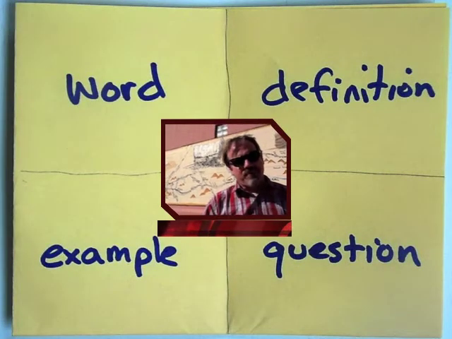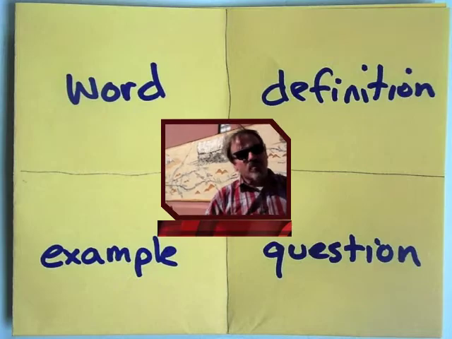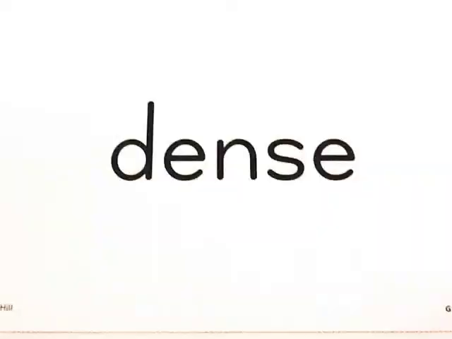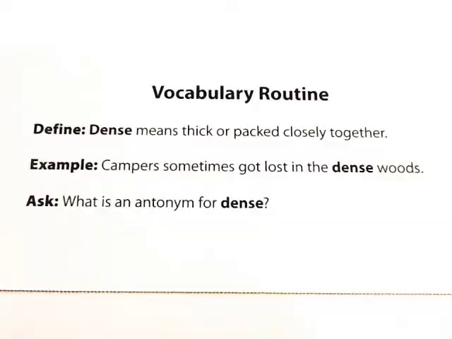But what we're here for is your vocabulary. And what are we doing vocabulary for? To make you better readers and better writers, right? All right. Okay, so our first word today is dense. Dense. Say the word, write the word. The definition for dense is: dense means thick or packed closely together.